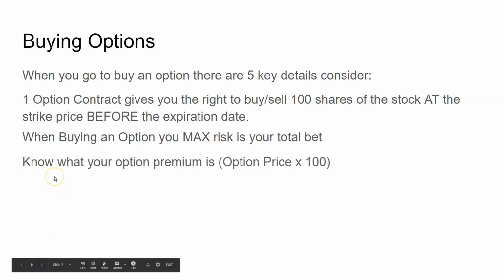Know what your option premium is. You cannot place a trade without knowing what you're paying. That's just going to end up on a road of destruction. So the option premium is the option price times 100.